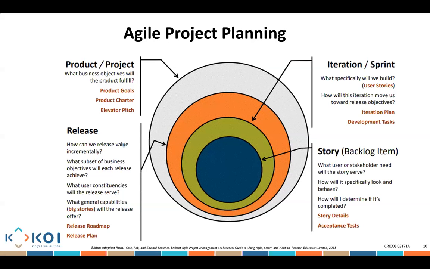The story, really the bottom part: what user or stakeholder needs will be served by this story we deliver? How will it specifically look and behave? How will I determine if it's completed? This is where you write the user story in detail, and you write the acceptance criteria that I'm going to be talking more about today when I show you in the tutorial. We talk about doing your own assignment: the detailed story that you need to write, how you're going to write it, and then how you're going to ensure that when someone tells me, oh, we finished delivering the story, it has really been delivered, not just simply words.